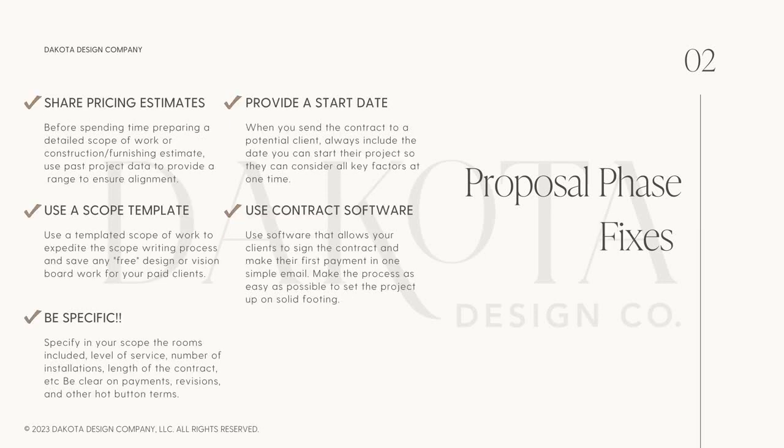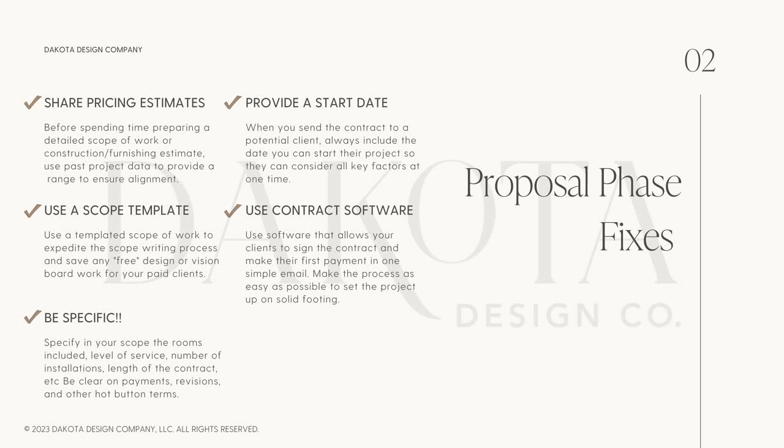So to fix these mistakes, I recommend sharing your pricing estimates. Before you even spend time preparing a detailed scope of work or construction or furnishing estimate, use past project data to provide a range to your potential clients. So when you're talking to them in your discovery call, if you do a consultation, anytime you're emailing them, in your investment guide, share those numbers. So when they get the contract from you and the scope of work and your fee, it's not a huge surprise.